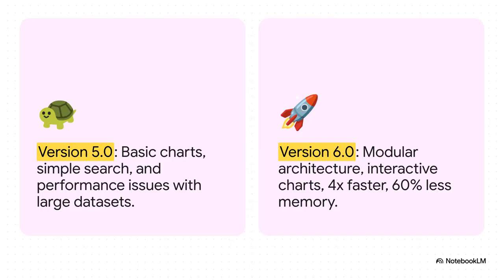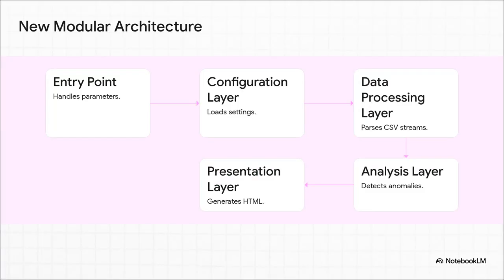Let's just put it side by side because the difference is night and day. The old way, version 5, had some basic charts but really choked on large files. The new way, version 6.0, is built on a modern, modular architecture, and the performance gains alone are just staggering. It is 4 times faster while using 60% less memory. Incredible! And this performance boost comes from that completely new modular architecture. You can see how each part of the process, from the initial entry point all the way to generating the final dashboard, is handled by its own distinct, separate layer. It's just a super clean, super efficient design that's built for both raw speed and long-term maintainability.